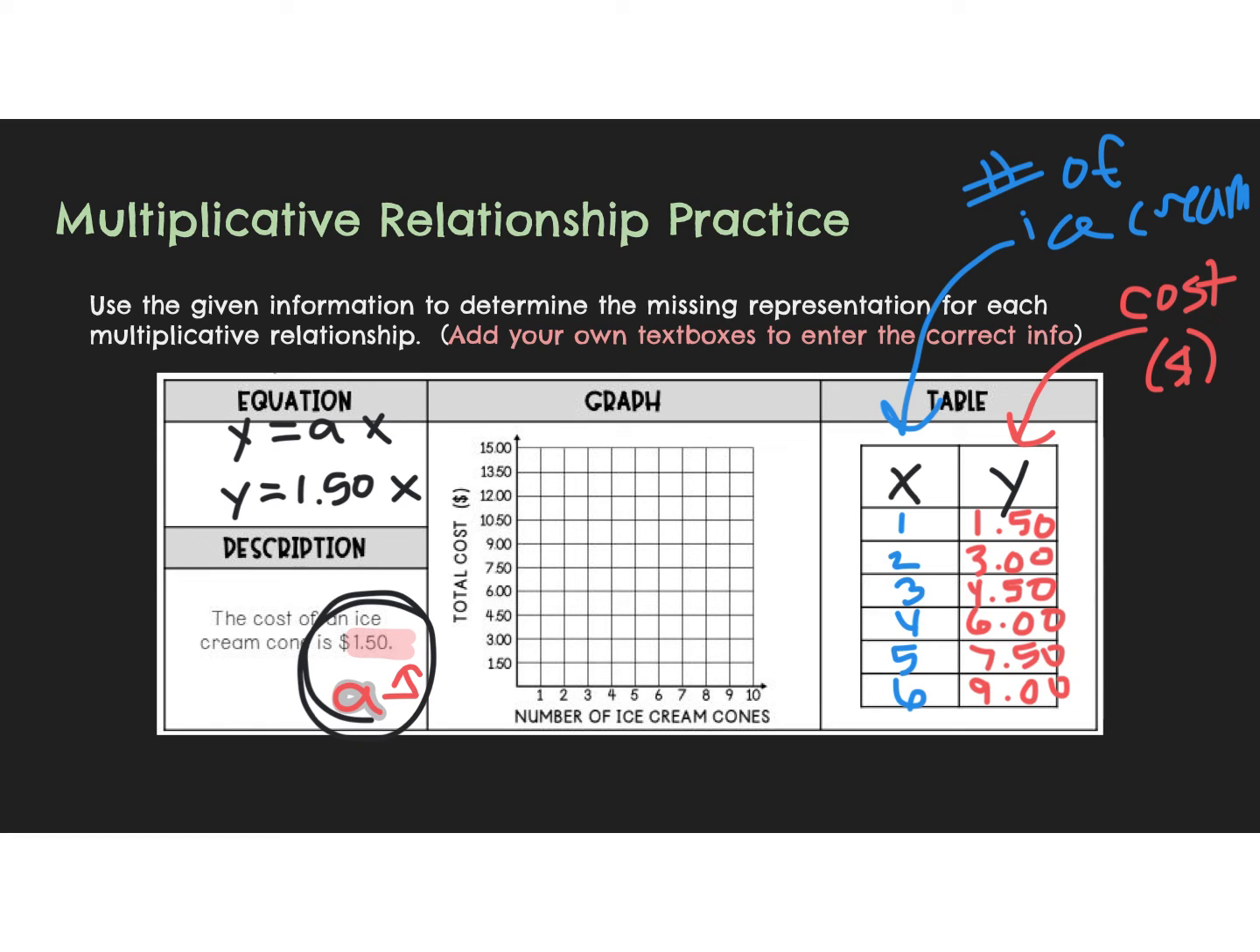And now the last part, I just need to graph these. So let's do little red dots. 1, $1.50; 2, $3; 3, $4.50; 4, $6; 5, $7.50; 6, $9. And then I could use this to guess what's going to be next. I could probably guess that these are going to keep going, and then I could figure out what it is for 10 and all that stuff. All right, that's how you do it. Hopefully this helps you do the next couple.